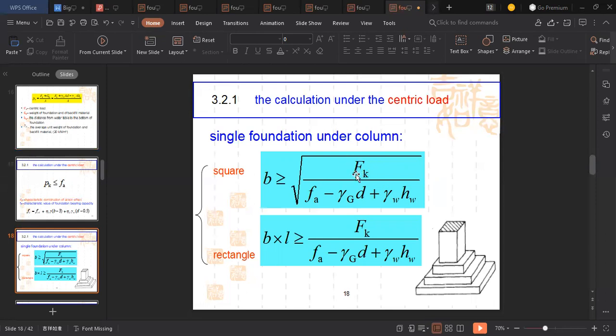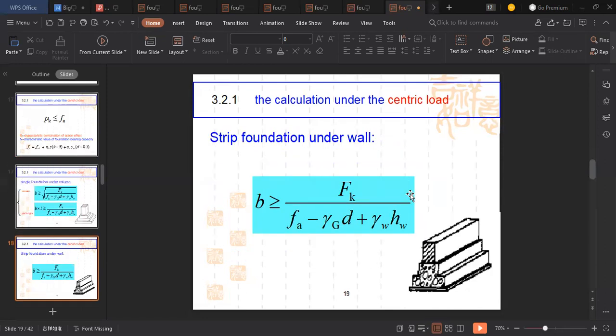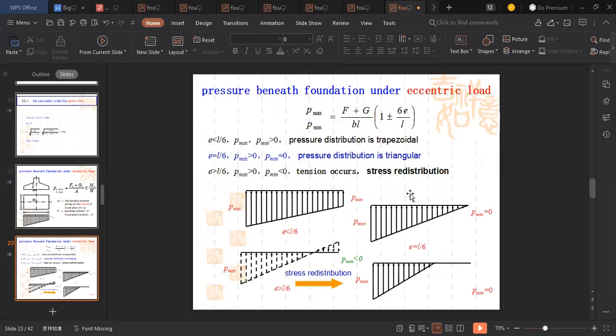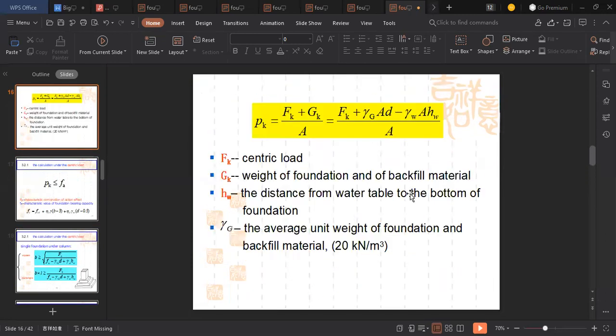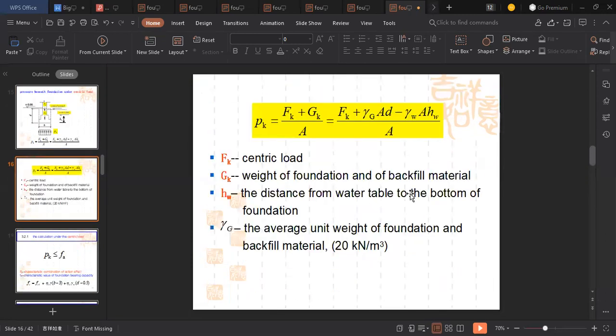So FK is the value you find. FA we've just calculated. Gamma G is 20. D is the embedded depth. Gamma W is 10. Gamma H is the distance from the water table. I think they explained that somewhere here. Here is the distance from the water table to the bottom of the foundation.